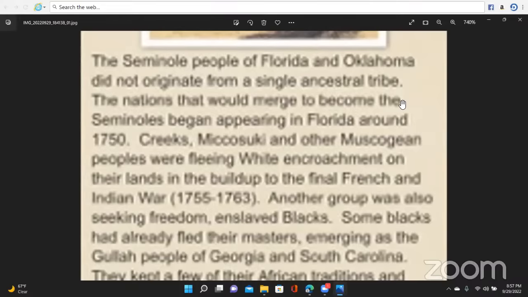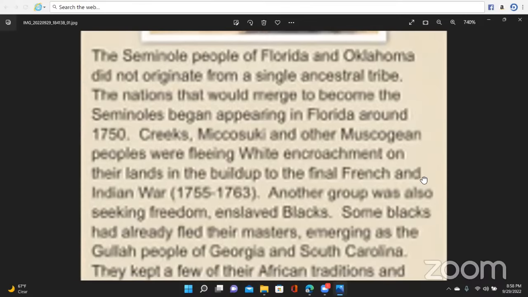All right. The first thing out the gate, the Seminole people of Florida and Oklahoma, that's two drastically different locations. That's right. Notice what they say next. Did not originate from a single ancestral tribe. Remember I told you we came from every fucking clan to fight. It's telling you right here out the gate. You got to let that sink in, the distance between Florida and Oklahoma. The nations that would merge, you see that word? That means they came together to become the Seminoles, began appearing in Florida around 1750.